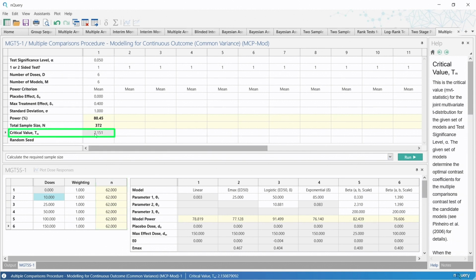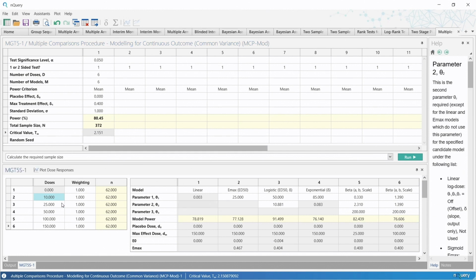You can also see that the critical t statistic for the multivariate t distribution is given by this calculation as well. You can see that the mean or average power is equal to 80%, but on a per model basis, we can see that the linear model had a power of around 78.8%, the Emax around 77.1%, the logistic had about 91.5% power, 76.14% for the exponential, 82.4% for the beta model, which had monotonic increasing, and only 76% for the model that peaked around 100.